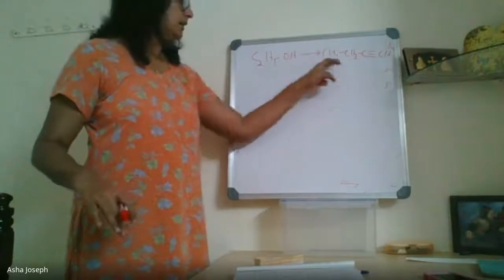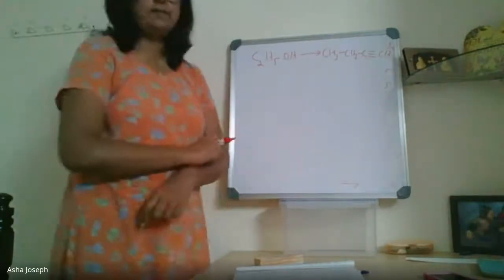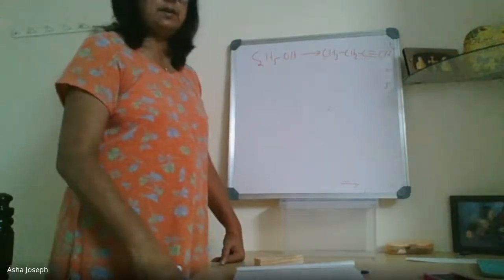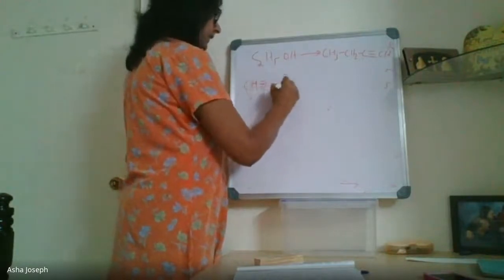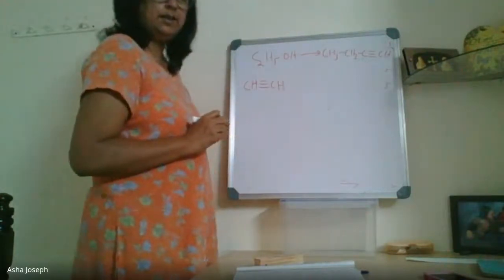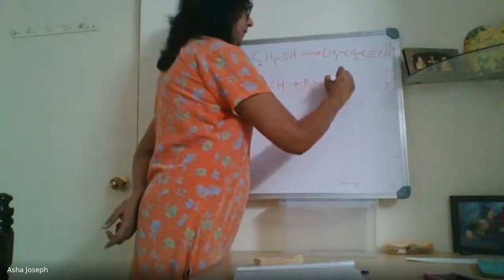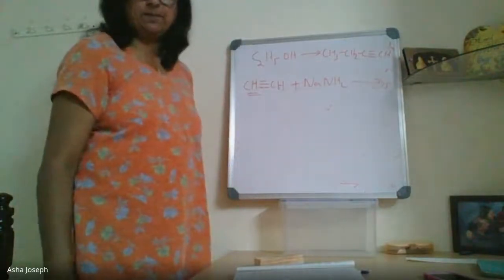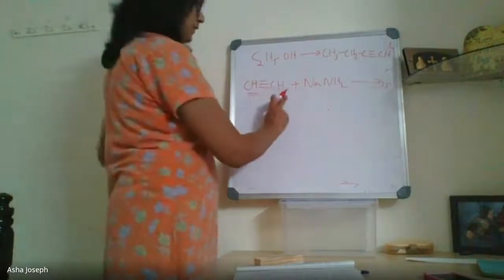So here, ethanol to but-1-yne, you have to remember one reaction which you learned last year: the conversion of ethyne. You must remember sodamide. If you treat it, one hydrogen is replaced by sodium, and you will get sodium acetylide. That reaction you have to use here.